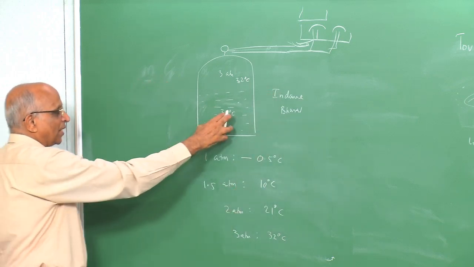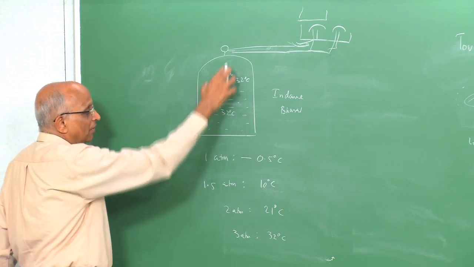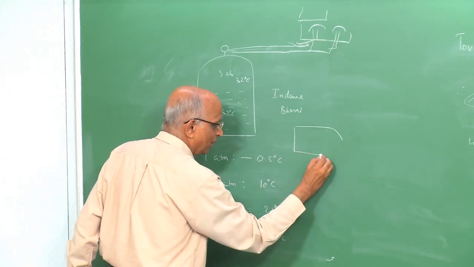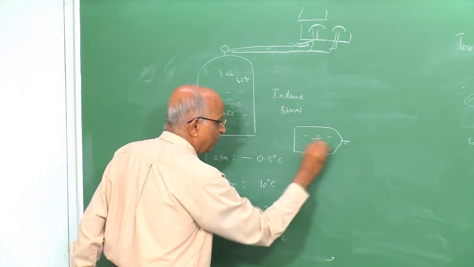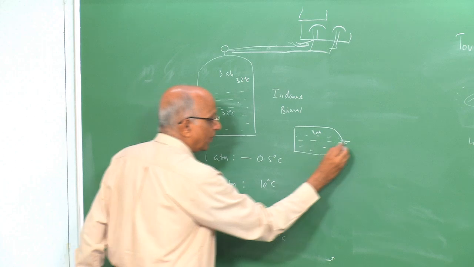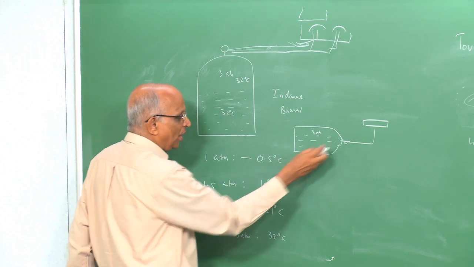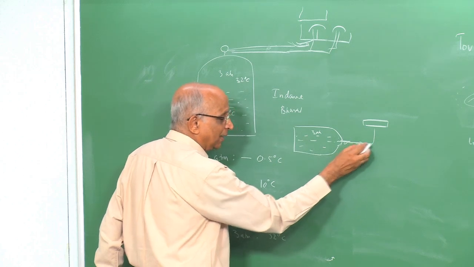But supposing by chance, normally the rule is you must keep the cylinder vertical. Supposing I were to keep my cylinder horizontally like this, and let's say my cylinder is full, and I have the liquid butane over here. Again, it is at 3 atmosphere pressure. I allow a hose and connect it to my stove over here. And what is going to happen? The moment I open the regulator, the liquid gets into my line. And the liquid comes here.